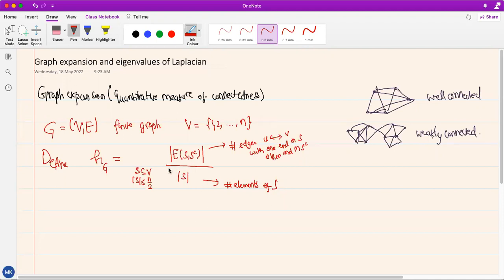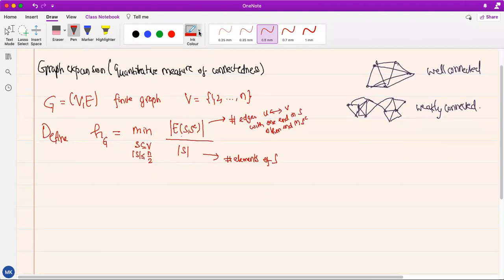Why do we divide by the size of S? If you take S to be a singleton vertex, then how many edges are coming out of it to the complement? It is the degree of the vertex, and you would divide by one. But if you have a large set, you should expect correspondingly more edges going out. So we look at the number of edges going out of S, but in proportion to the number of vertices inside S. And we take the worst case, in the sense of the minimum over all S with cardinality of S less than or equal to n by 2. This is called the graph expansion, or there are many names for it. Let's just call it the graph expansion constant. So this is how it is defined.